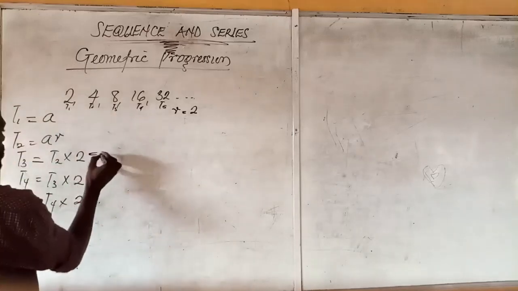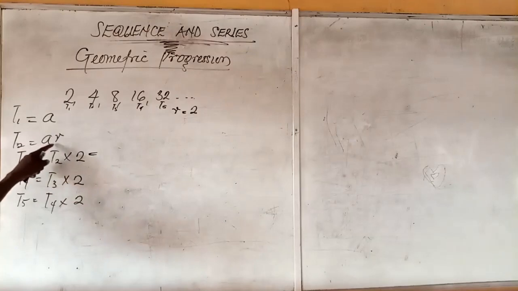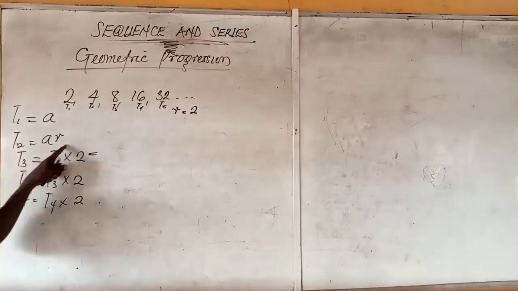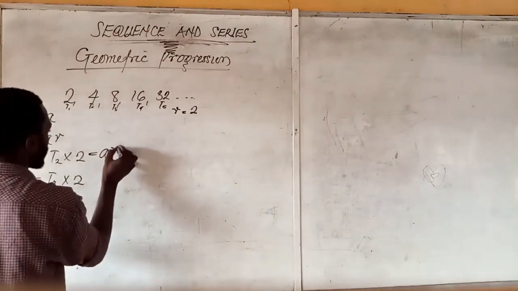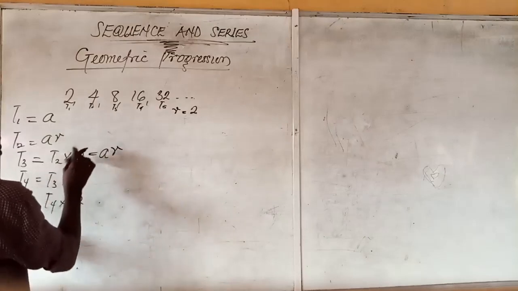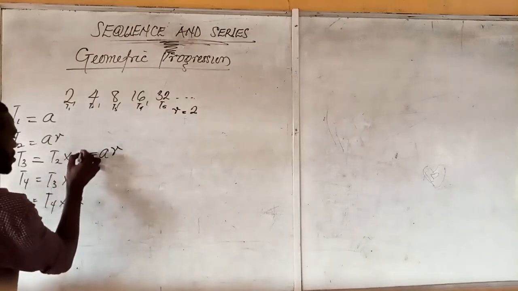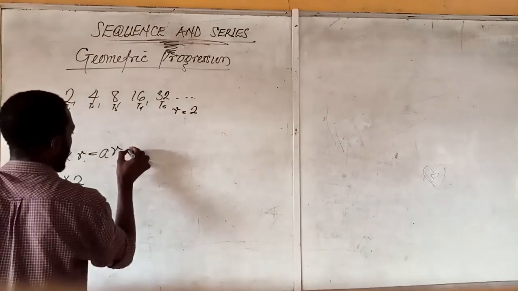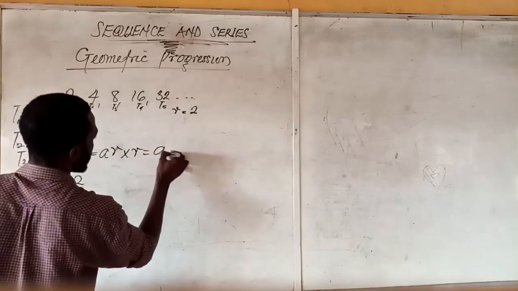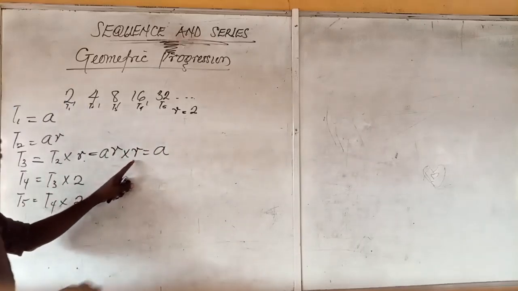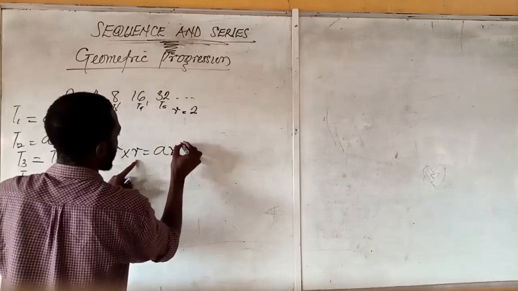Let's express this further. You know that T2 was A times R, which was A times the common ratio. That would be A times the common ratio, then times the common ratio again. So we change this to R, which is the common ratio, times R, and this becomes A times R squared. R times R is R squared.